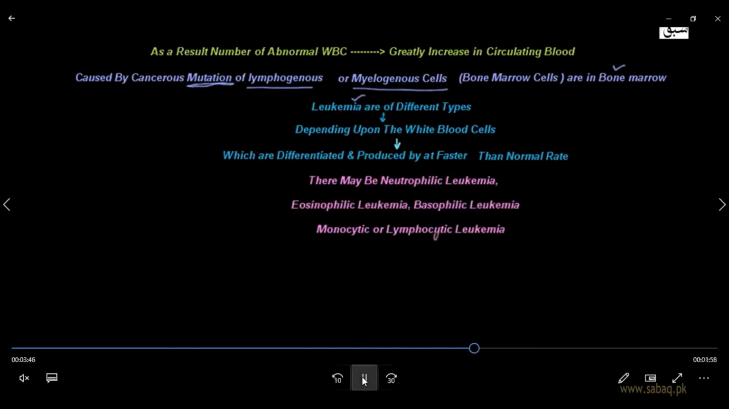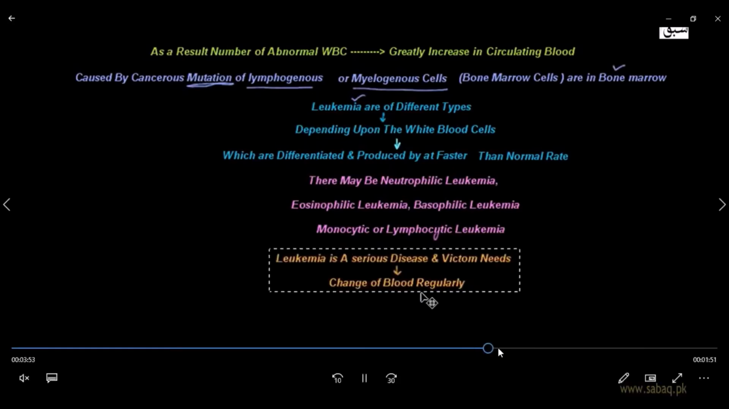So the characteristics are, first, they are produced in great number due to the cancerous mutation of the lymphogenous or myelogenous bone marrow cells. It means the parent cells have some genetic mutation. Then there are different kinds of leukemia depending on the white blood cells. Then they are differentiated and produced at a faster rate, so their production is more as compared to normal cells. Now, it is a serious disease, and the victim needs to change blood regularly.